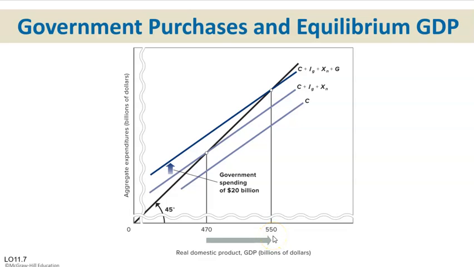So there's your multiplier effect, right? Because we have government spending increasing by 20 billion. We have GDP increasing by, looks like 80 billion.